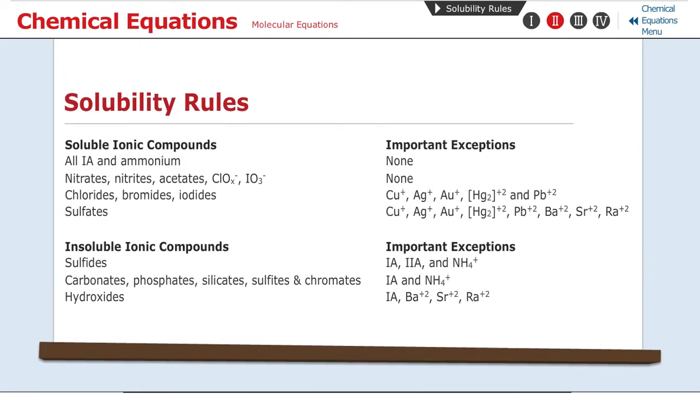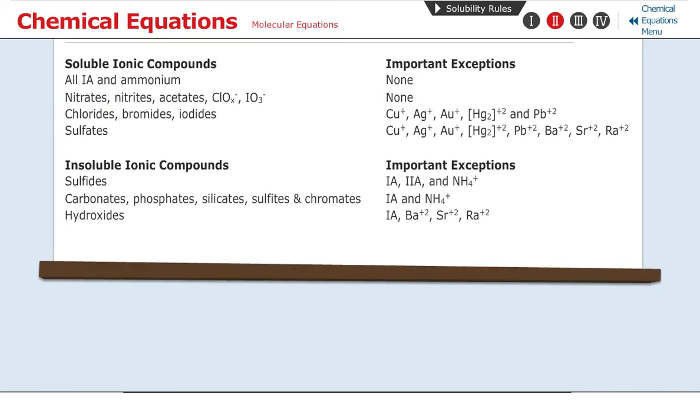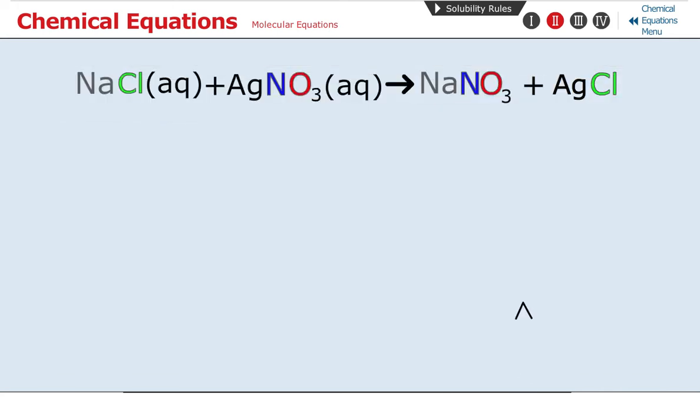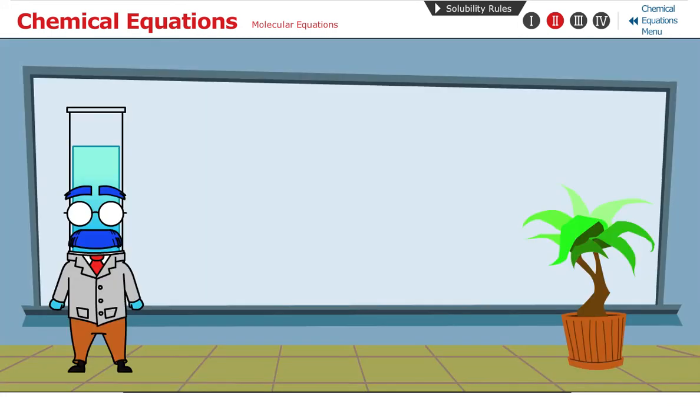One of the rules tells us that all group 1A elements make soluble ionic compounds. Sodium is in group 1A, thus it will be soluble. Another rule tells us that nitrates are soluble, and there are no exceptions to this rule. Thus, we can conclude that sodium nitrate does not form a precipitate and remains aqueous. And we place an (aq) behind the formula.